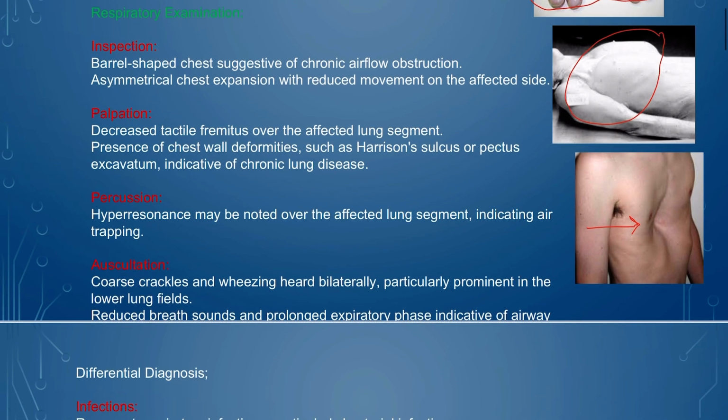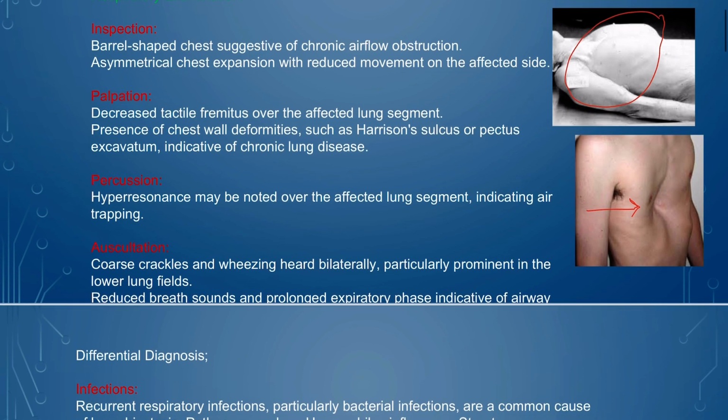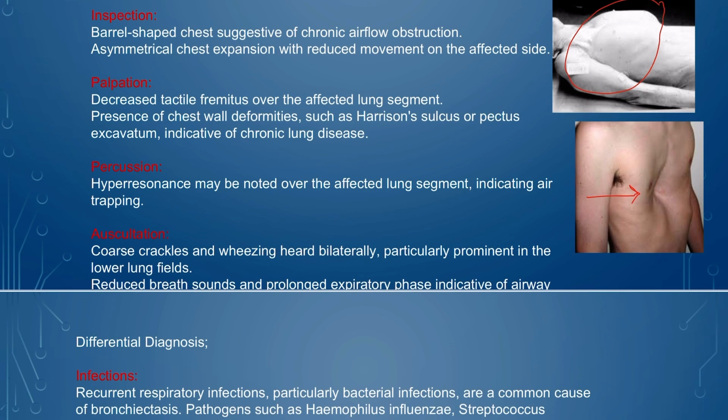Going to percussion, hyperresonance may be noted over the affected segment, indicating air trapping. And finally, you're going to do the auscultation. Coarse crackles and wheezing are heard bilaterally, particularly prominent in the lower lung fields, and reduced breath sounds and a prolonged expiratory phase indicative of airway obstruction.